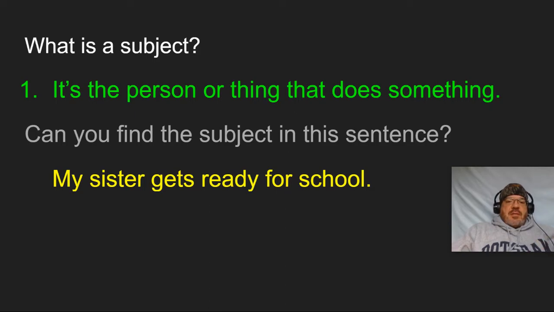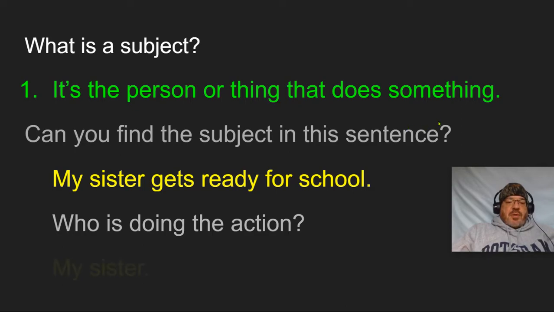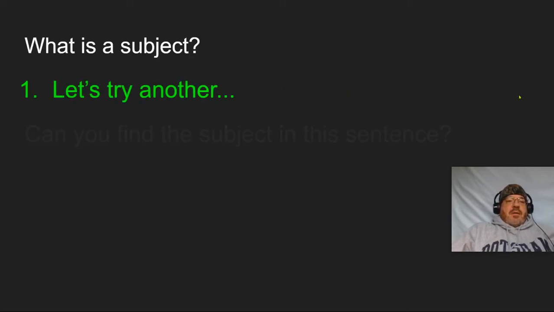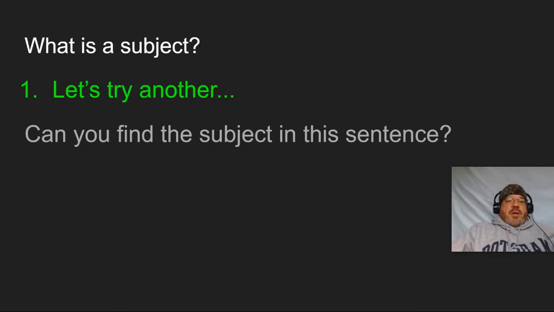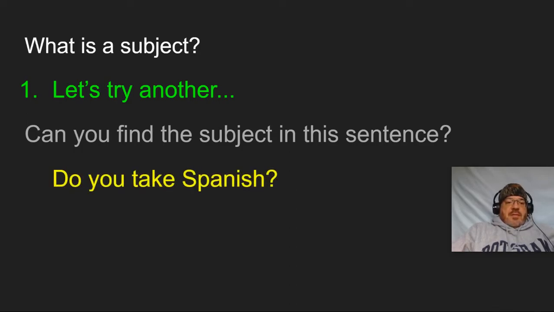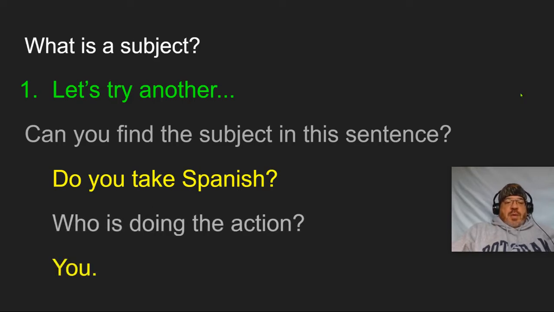What is the subject? We're saying that the subject is the person that does the action in the sentence. Well, it's my sister. My sister is the one doing the action. My sister is the subject. Okay? Let's do another one. Who is or what is the subject in this sentence? Do you take Spanish? Who's doing the action? Well, you are. You are doing the action, taking Spanish, and you are the subject.